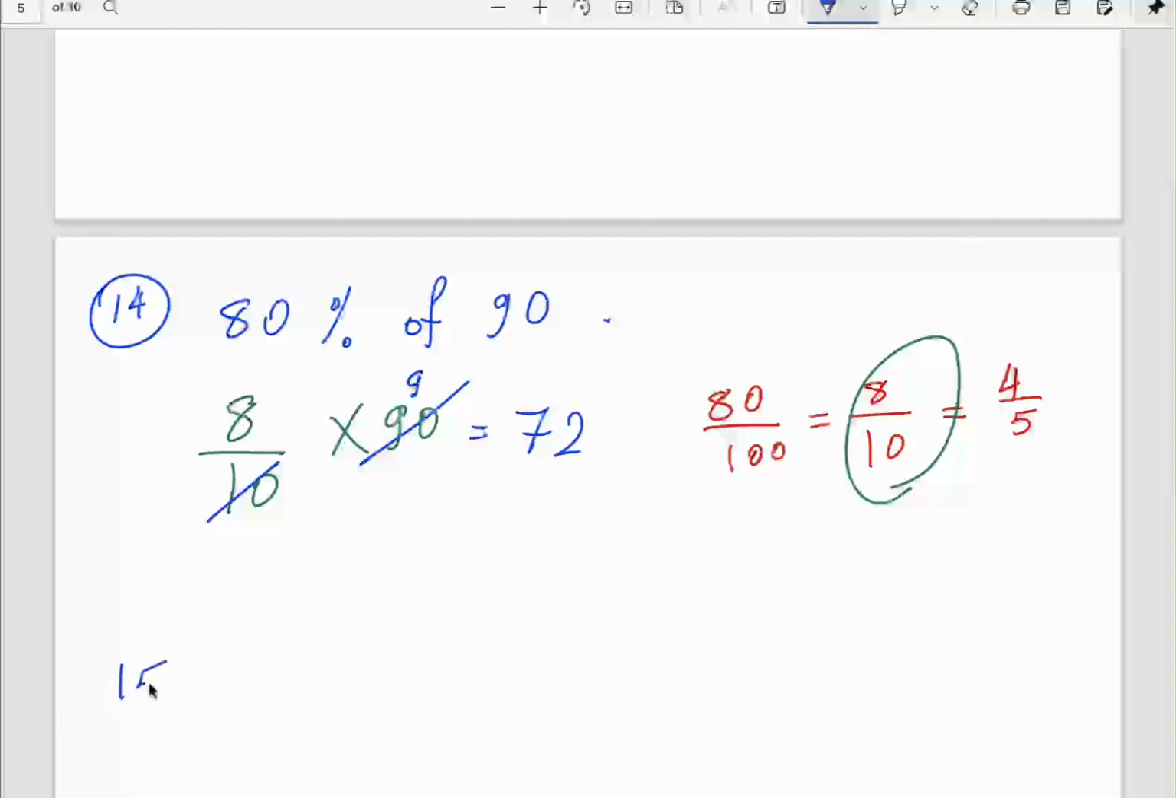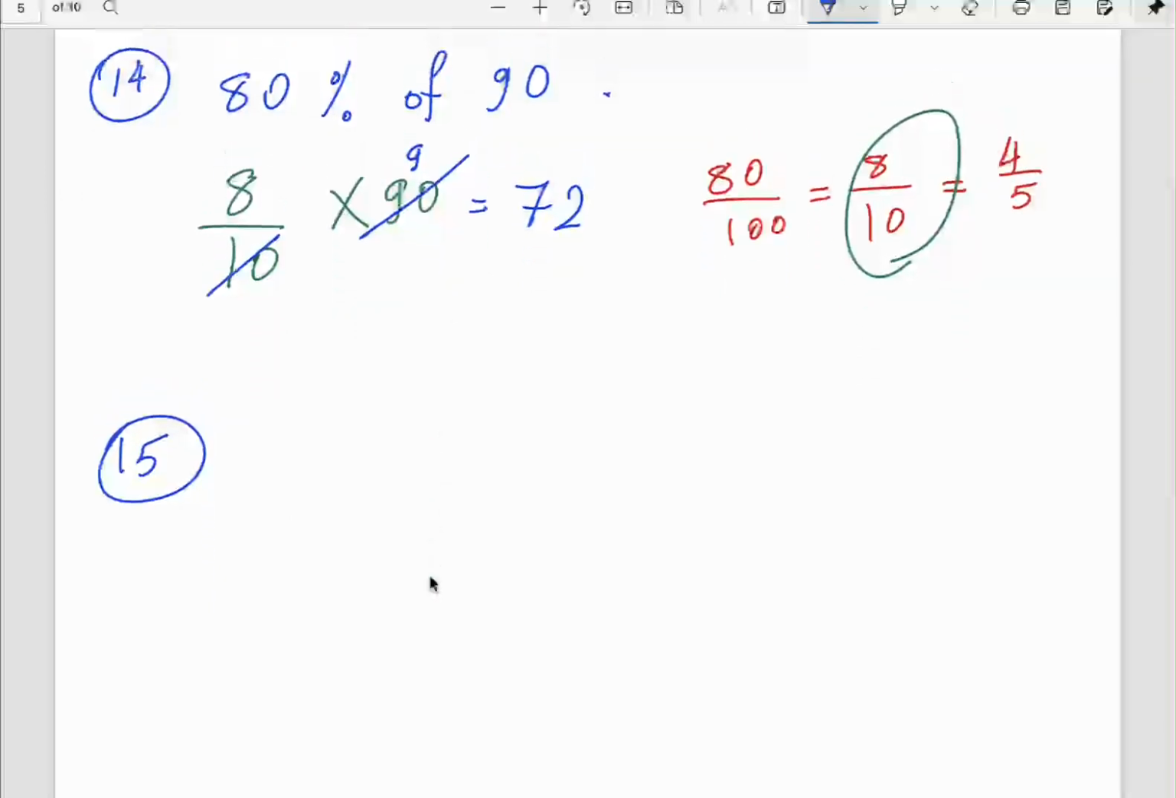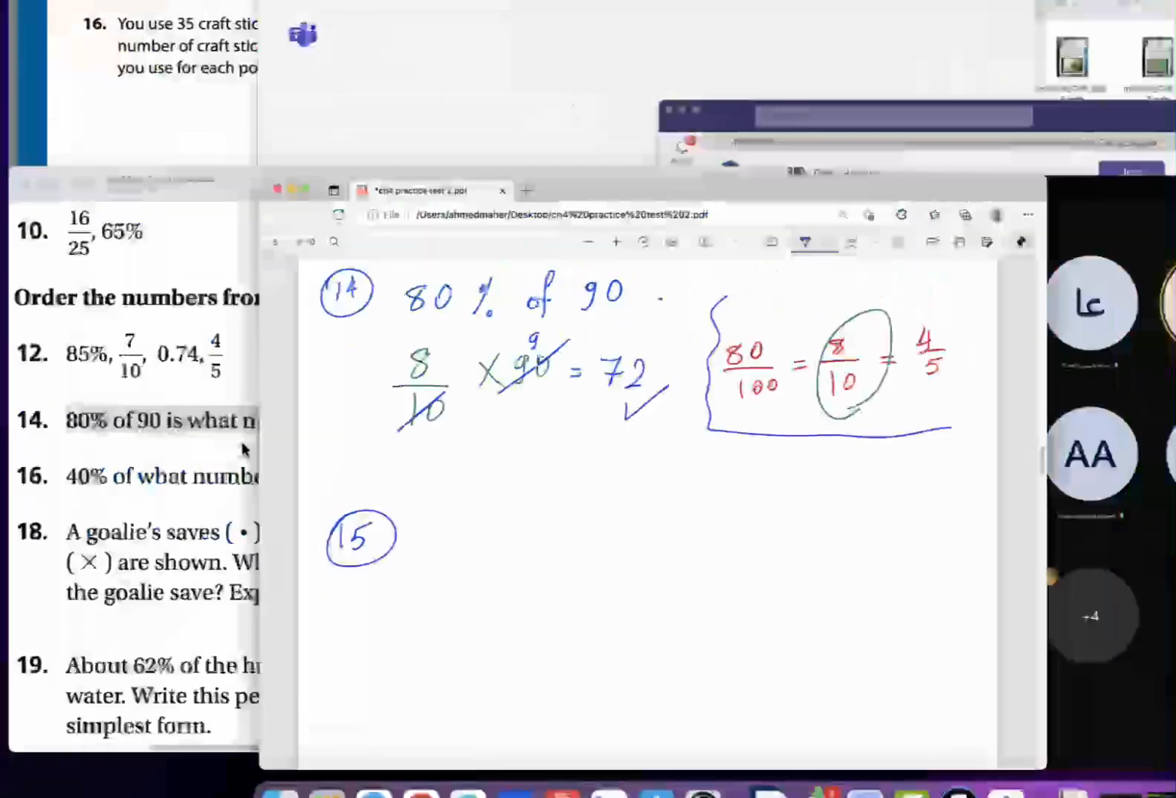Let's move to question 15. Teacher, we have to answer. Excuse me, what? I want to answer. I raise my hand. Okay, Fahad, I'm calling the names. Okay, Fahad, go ahead. The answer is 72. Yes, the answer is 72. This is draft. Okay, go ahead, Fahad. What's the question? You don't have the question?